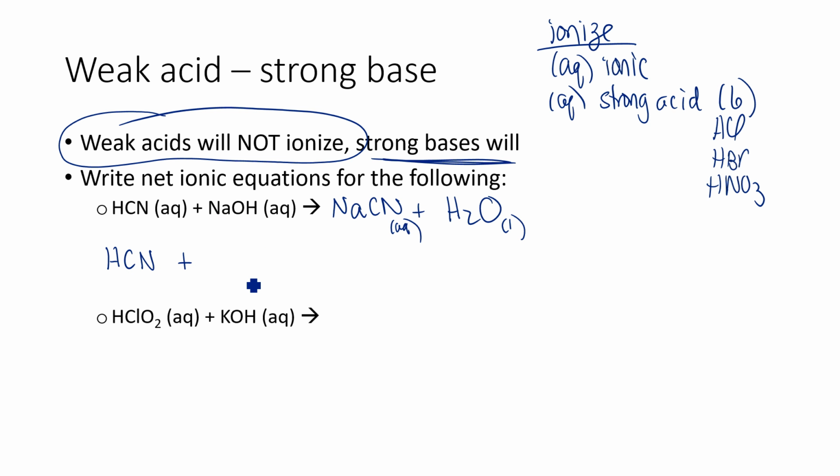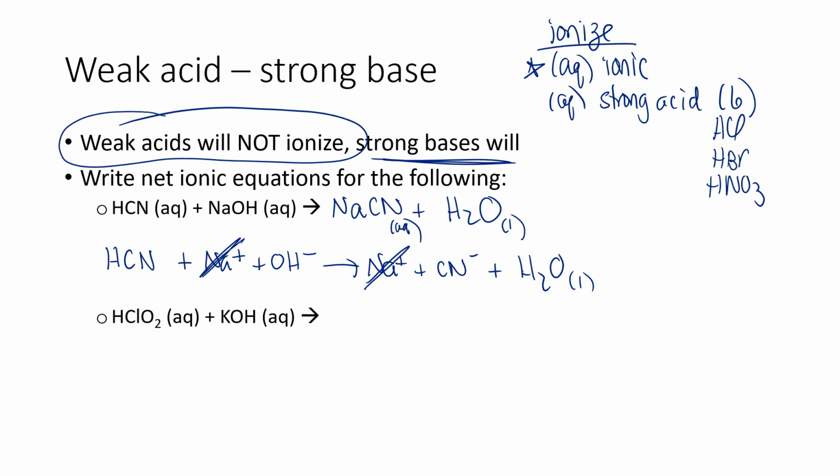NaOH, it's a strong base. It's a soluble ionic compound, so it falls in this category. So I do break it apart into ions. NaCN, it's another aqueous ionic compound, so it does break apart into ions. And then water is not aqueous, it's a liquid, so it does not ionize. So in this example, notice I only have 1 spectator. So this makes it a little different from my strong acid, strong base. So my net ionic equation is HCN plus OH minus makes CN minus plus water.